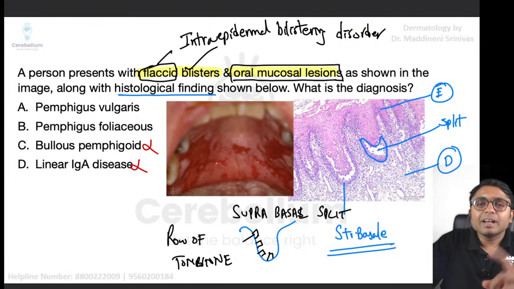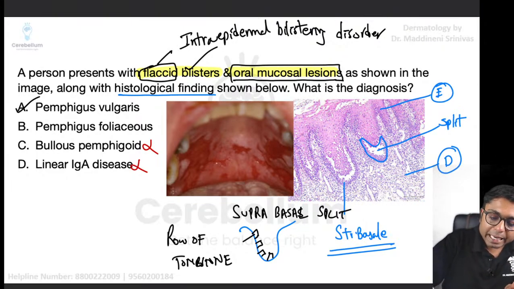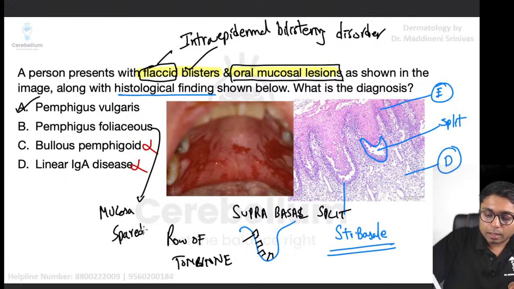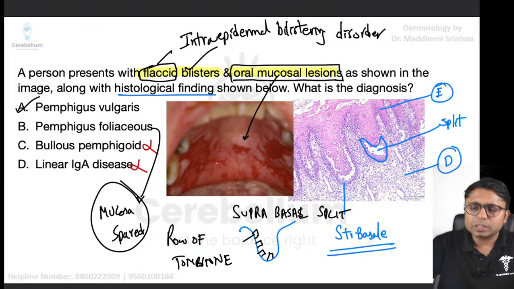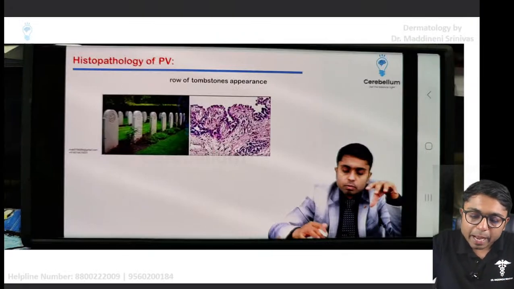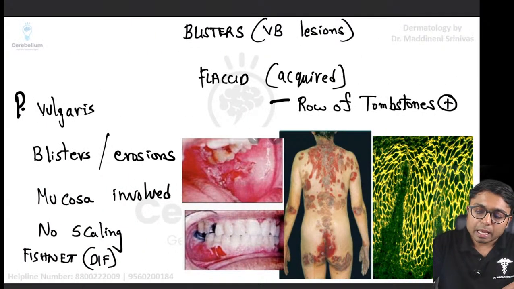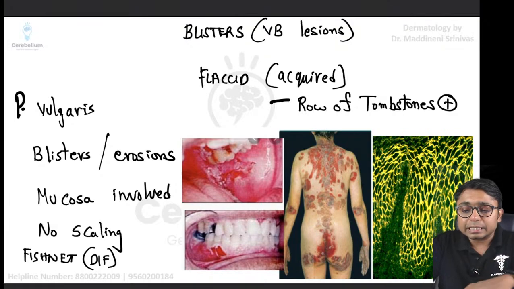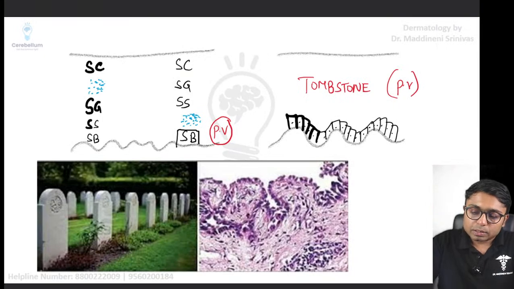So now tell me, Pemphigus vulgaris is going to be the answer. Why? Because in Pemphigus foliaceus, mucosa is completely spared. Okay, so the answer here is option A. You are able to see there can be mucosal erosions or ulcerations. This was also discussed in the Cerebellum Academy app. Row of tombstone appearance is classically seen in Pemphigus vulgaris, and these are all the features which were discussed even in this INICET marathon session. Okay, so this is the concept.